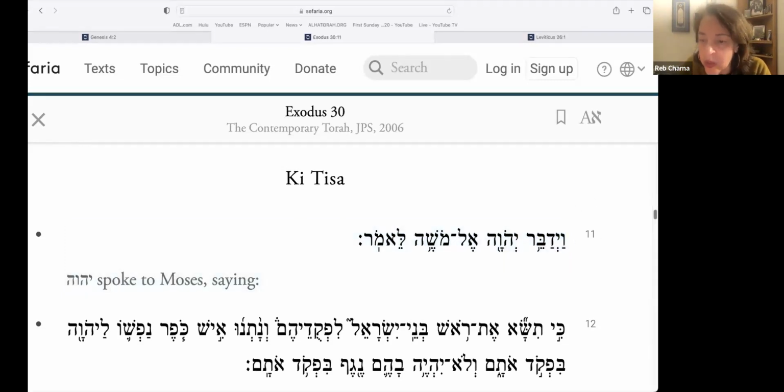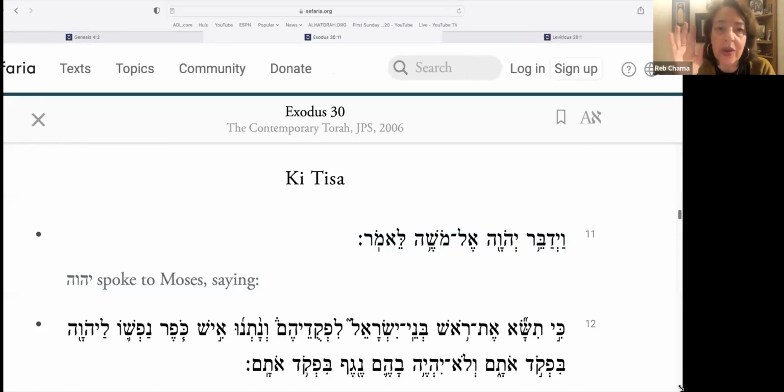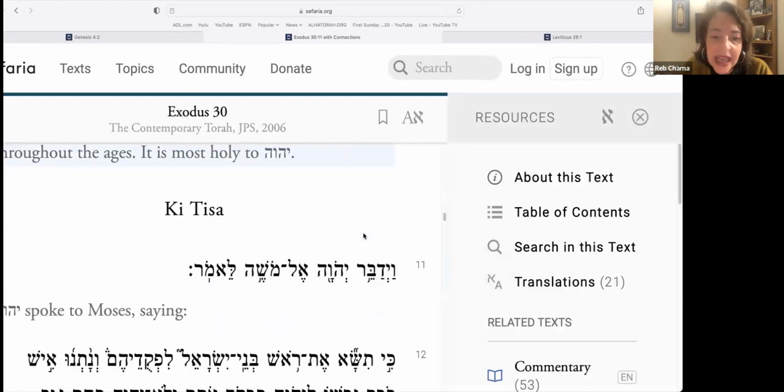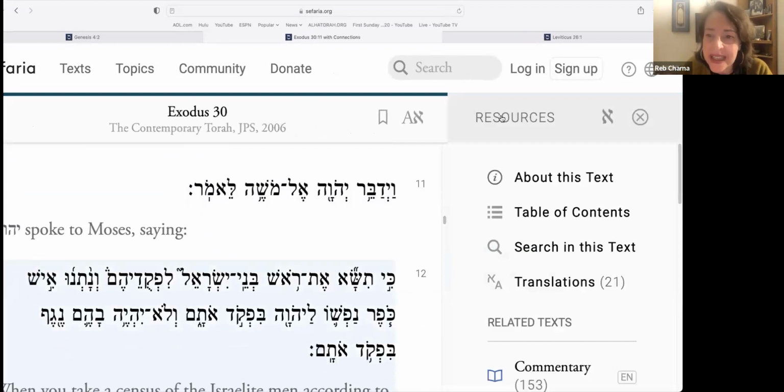So raise your hand if you're very familiar with how to use Sefaria. Cool. Okay, Sefaria is really just the most extraordinary technology. So let's say I want to know more about this word. I'm just going to go to Vaydaber and then click on it. And look what happens. As soon as I click on it, all these resources come up on the right.